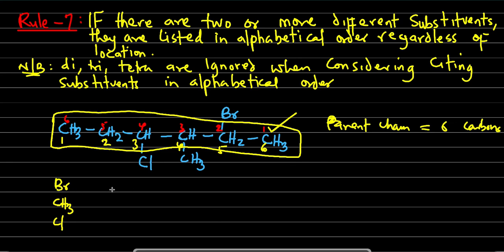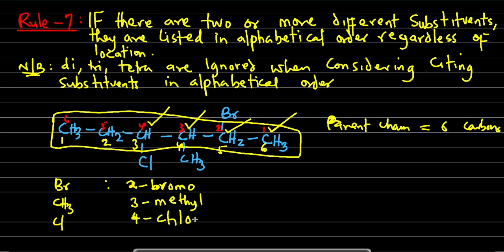So realize that we have at position number 2, we have bromo. At position number 4, we have methyl. At position number, at position number 3, not 4. At position number 3, we have methyl. We have this. We have this. At position number 4 as well, we have chloro.